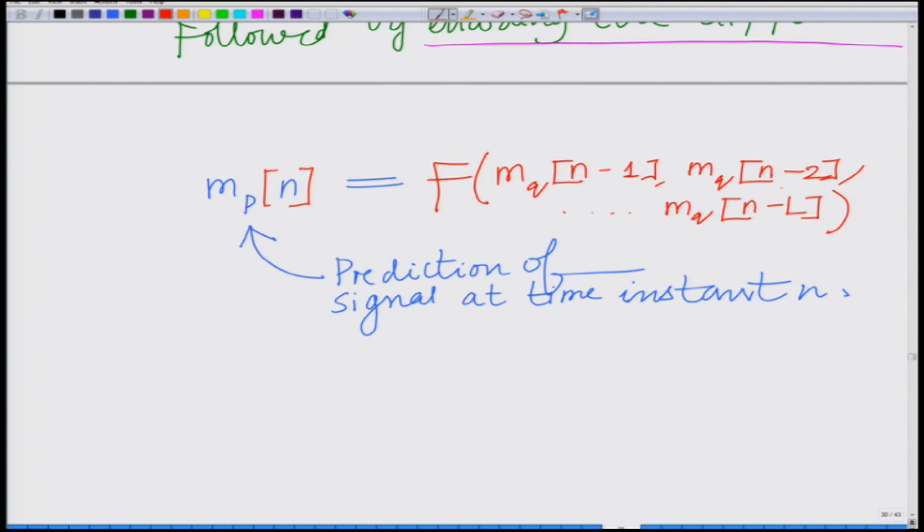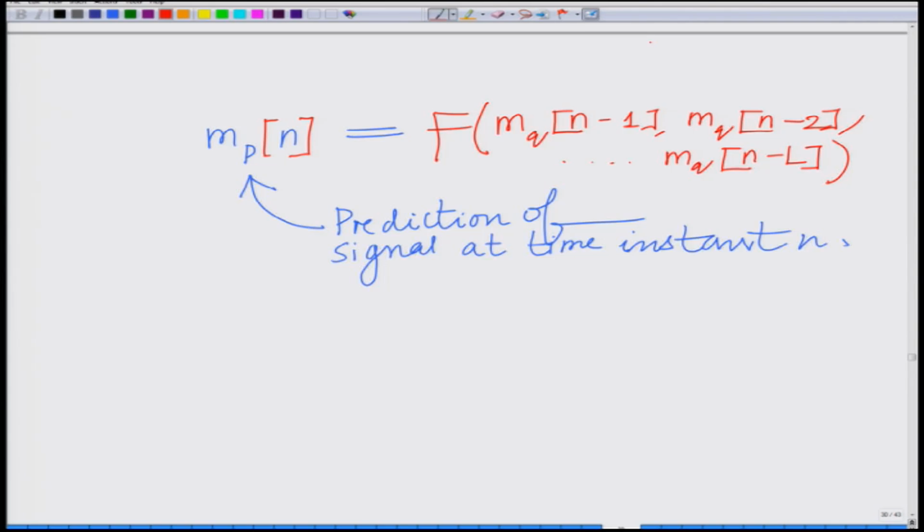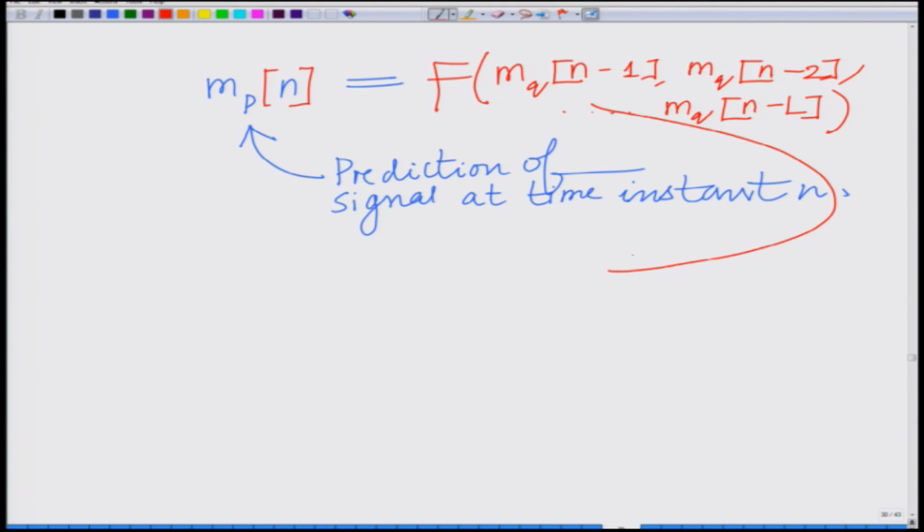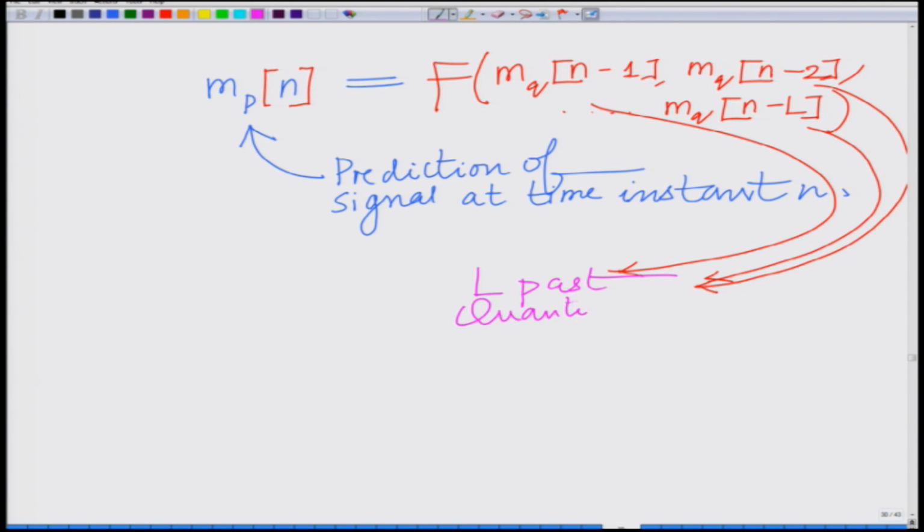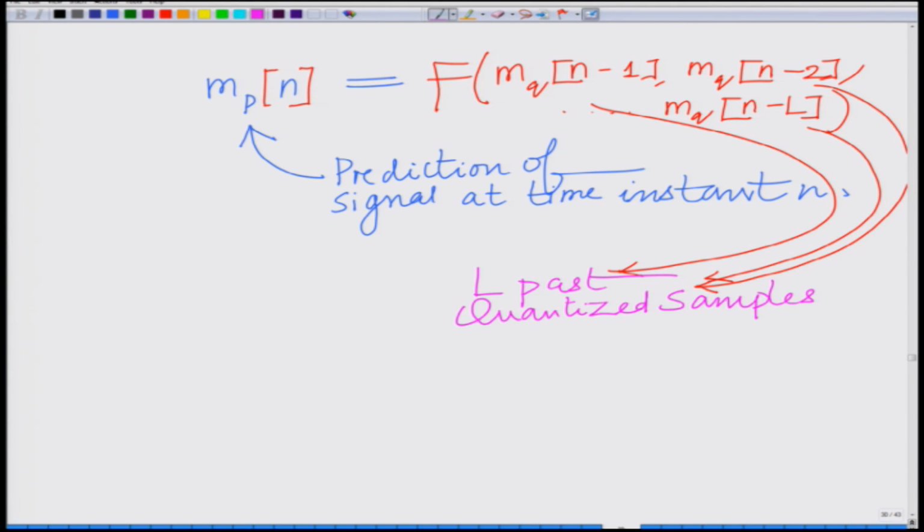So, we are using L past samples. MQ n minus 1, MQ n minus 2, up to MQ n minus L are the L past quantized, or basically reconstructed, samples. So, we are using the L past reconstructed samples to predict the signal at time instant n. Then we subtract this prediction from Mn and encode the difference.